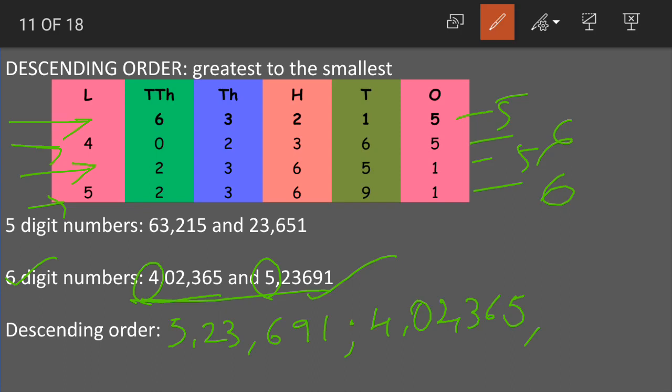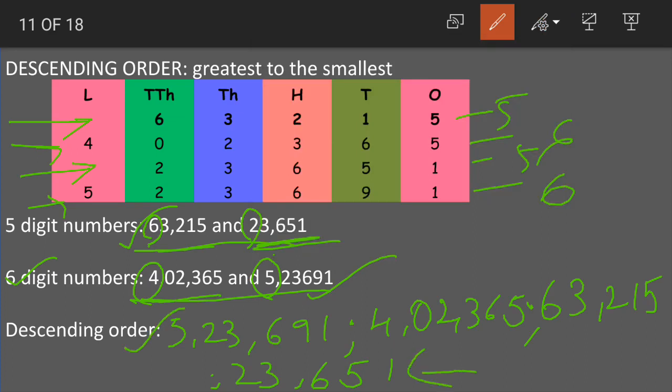After we have completed the 6-digit numbers, we will compare the 5-digit numbers. In these 5-digit numbers, the greatest number is which one? We should compare the first digit in the highest place values, 6 and 2. Which is the greater number here? The greater number is 6. So the number 63,215 becomes the greater number among the given 5-digit numbers. Now what is the last number remaining, children? The last number remaining is 23,651. This will be our smallest number. If you observe, what did we do here in descending order? First we wrote the greatest number and then we ended with the smallest number.